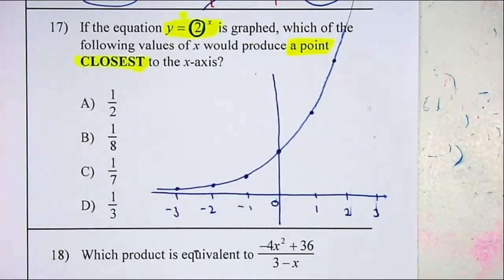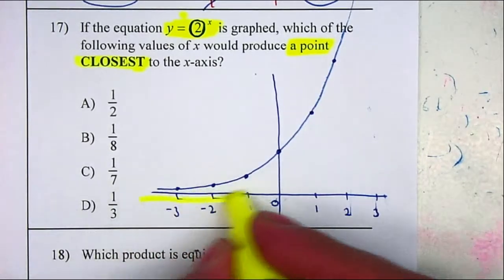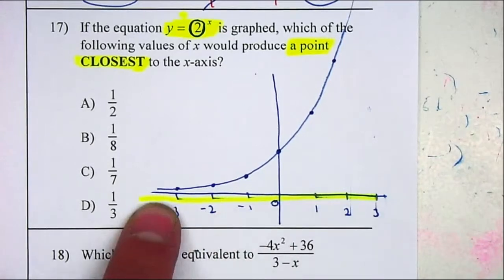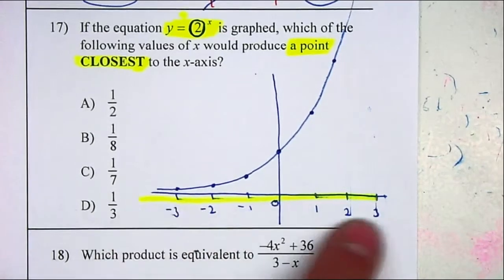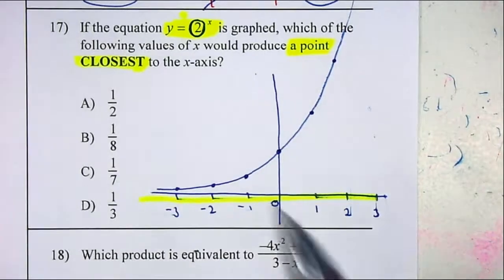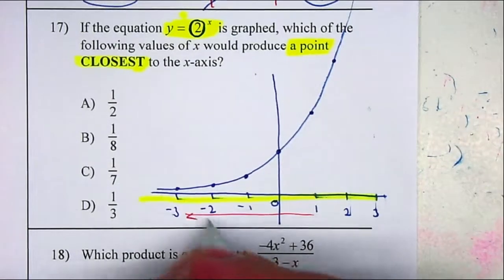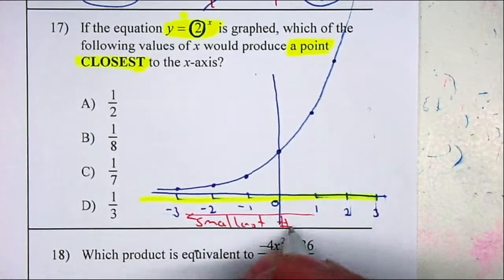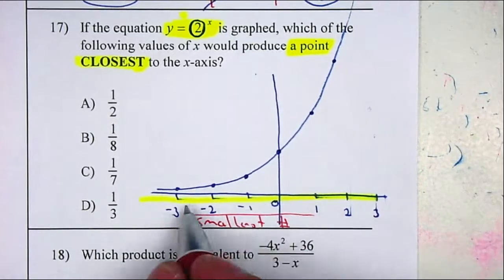So which of those points are closest to the x-axis? Which is closer to the highlighted line, the x-axis? Will it be the smallest number or the biggest number? In this case, it will be the smallest number. The smallest value of y will give you a point closer to the x-axis.